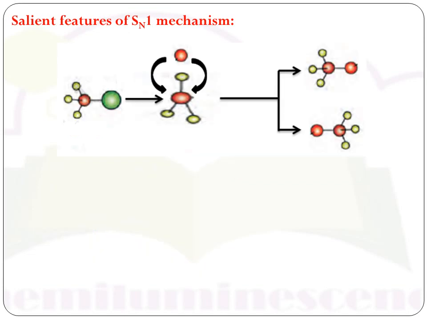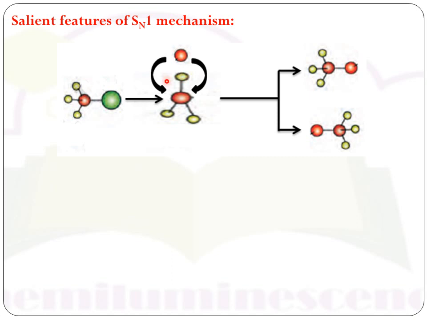If SN1 mechanism occurs at a chiral carbon, that means a carbon which is bonded to four different atoms or groups of atoms, then the product formed is a racemic mixture, because we know that in this reaction the intermediate is a carbocation, and the geometry of the carbocation is planar. Therefore, the nucleophile can attack from both sides, either from the front side or from the back side.